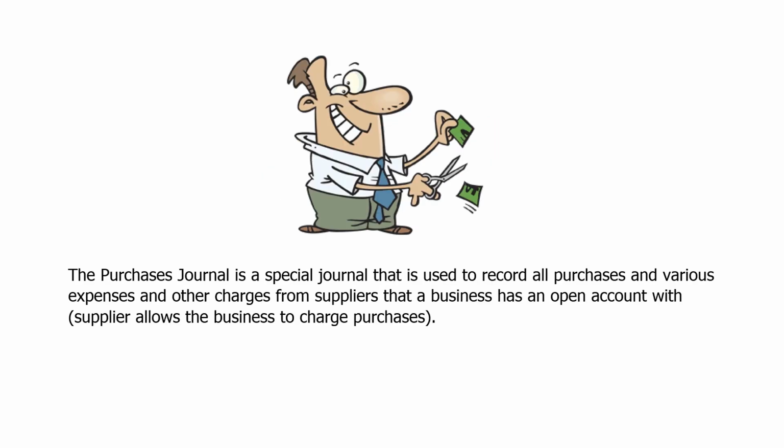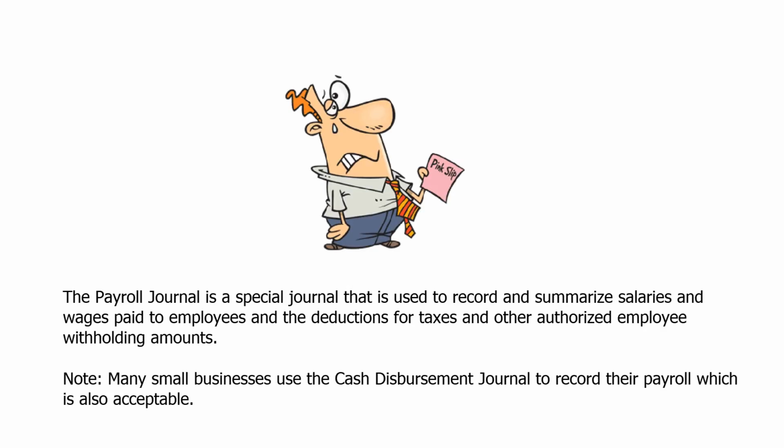The Purchases Journal is a special journal that is used to record all purchases and various expenses and other charges from suppliers that a business has an open account with. The supplier allows the business to charge purchases. The Payroll Journal is a special journal that is used to record and summarize salaries and wages paid to employees and the deductions for taxes and other authorized employee withholding amounts. Note: many small businesses use the Cash Disbursement Journal to record their payroll, which is also acceptable.